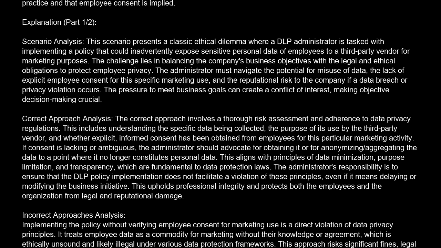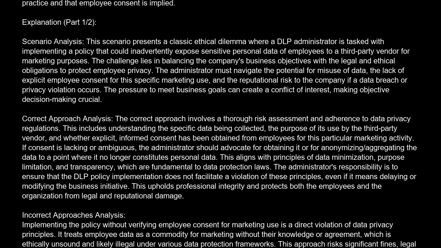This aligns with principles of data minimization, purpose limitation, and transparency, which are fundamental to data protection laws. The administrator's responsibility is to ensure that the DLP policy implementation does not facilitate a violation of these principles, even if it means delaying or modifying the business initiative. This upholds professional integrity and protects both the employees and the organization from legal and reputational damage.